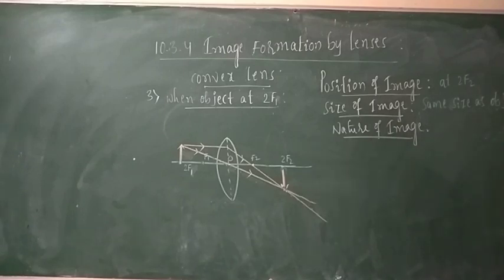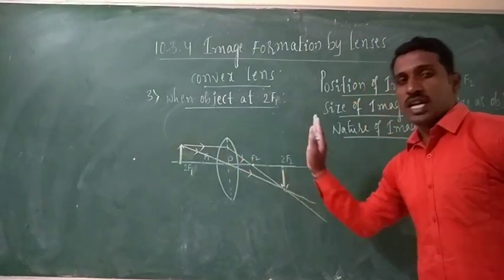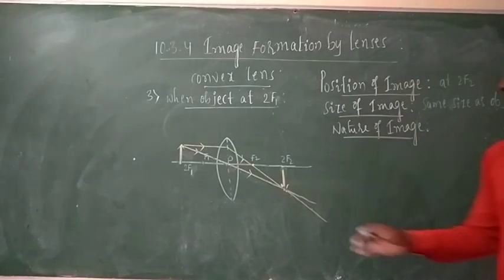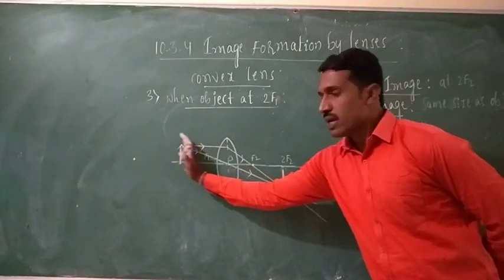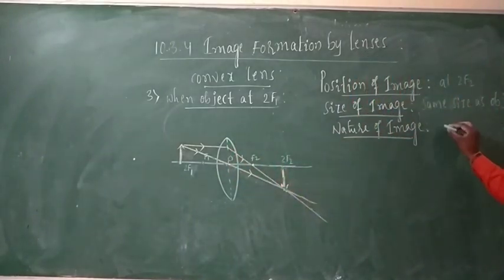While finding nature, I said you people, if image is formed on other side of the lens, it is called as real and inverted image. This object is placed on this side, image is formed on other side. So nature of image is real and inverted image.